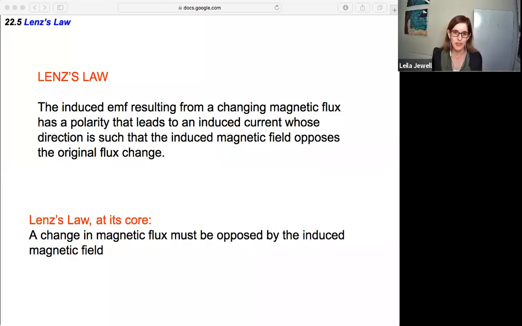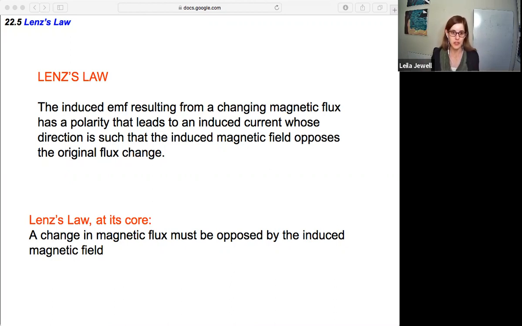Section 22.5, Lenz's law. Lenz's law, it turns out, is very closely related to Faraday's law of electromagnetic induction. It has to do with the direction of the induced EMF and the induced current. So here's the formal statement of Lenz's law.